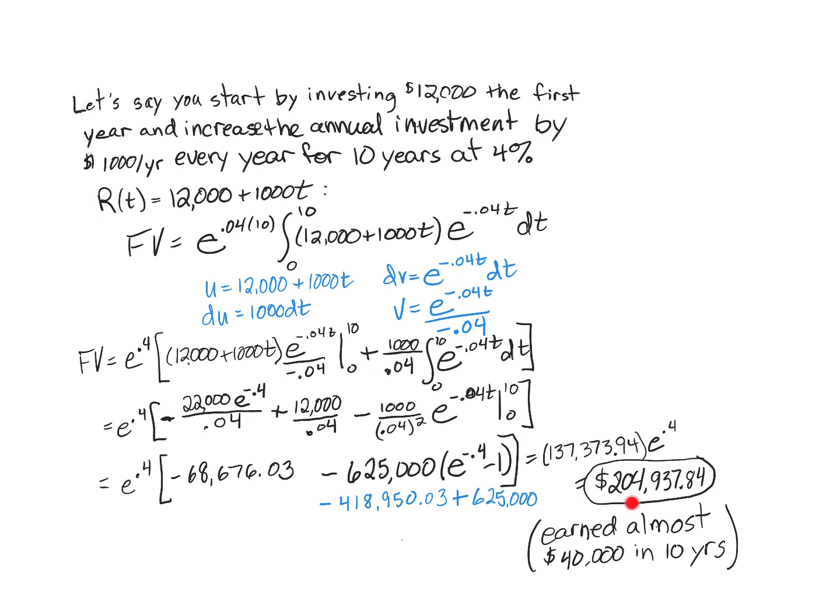You actually have invested something like $165,000, and you end up with this much. So you earned almost $40,000 in 10 years. It takes money to earn money, but you would be surprised if you put a little bit away and a little bit away and a little bit away over time, it's going to grow and grow and grow.